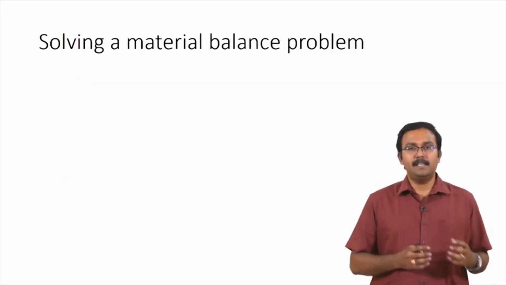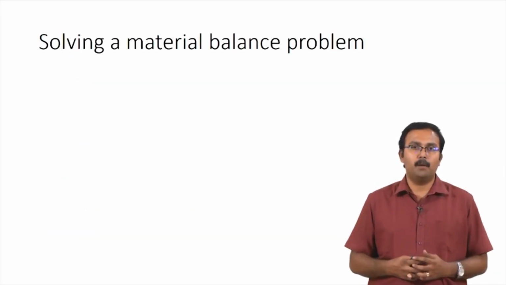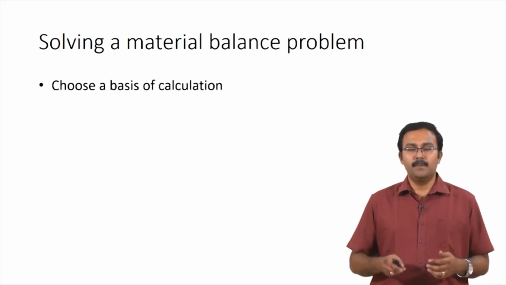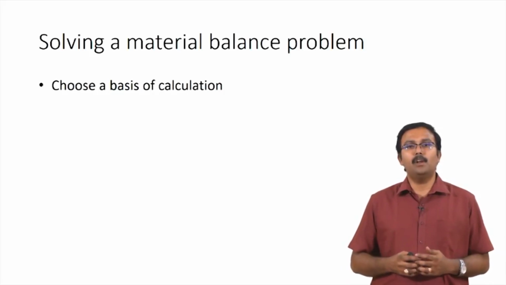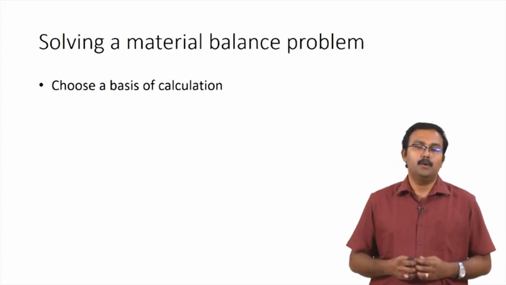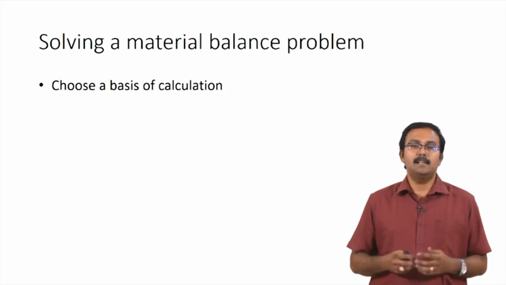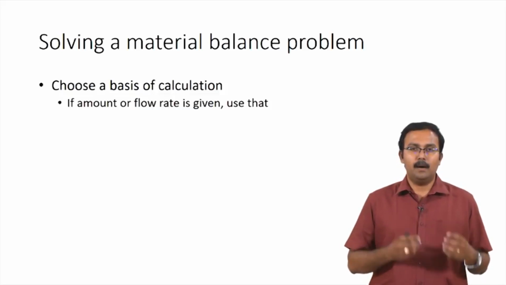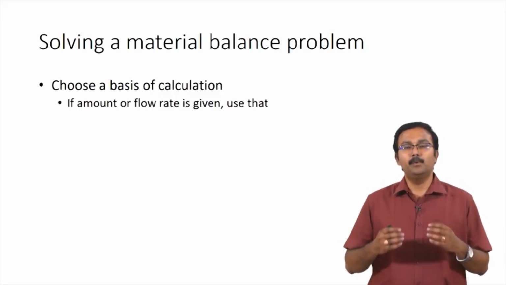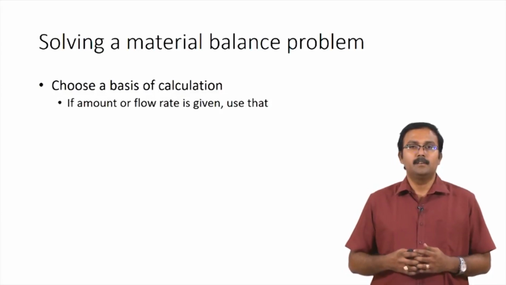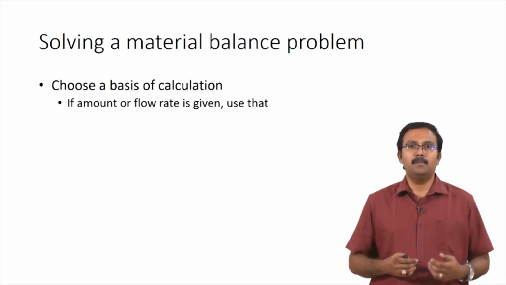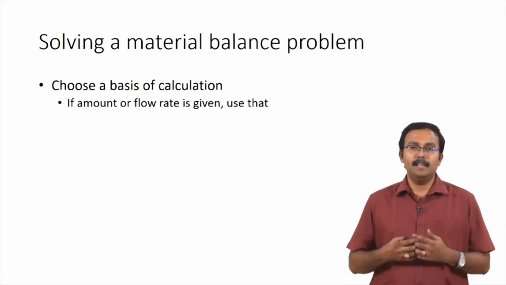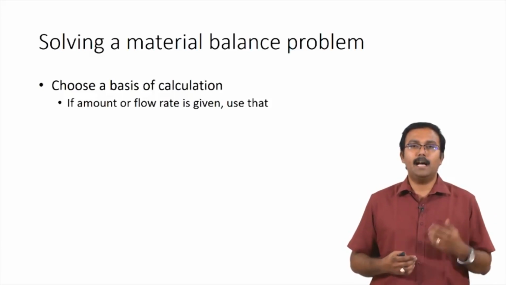Now, after establishing that we have a solvable problem, how do we go about performing the material balance problem itself? First, you need to choose something called the basis for calculations. What is a basis? A basis is a number which you choose to make your calculations easier. If an amount or flow rate is given, then you would use that as your basis. For example, if a problem states that 1 kilogram of substance A enters the system, then you would choose that 1 kilogram of A as your basis.